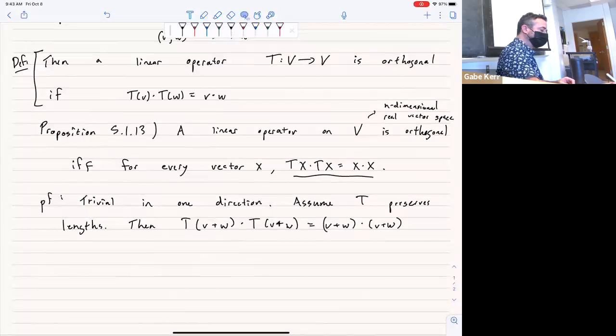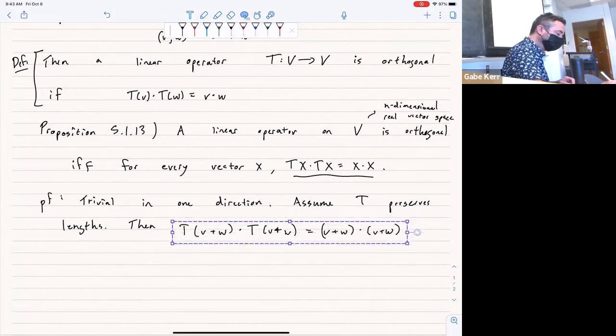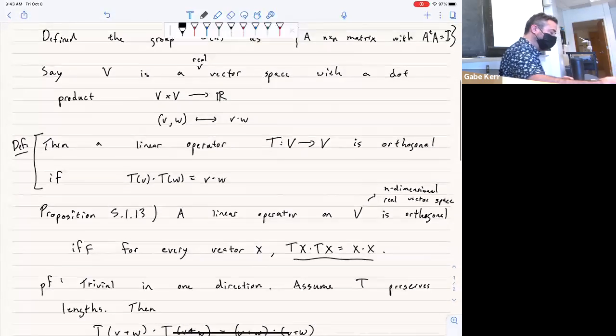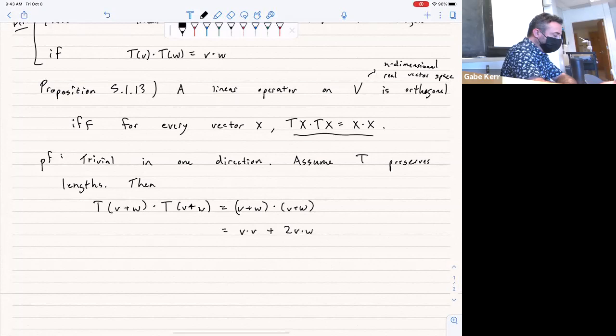So the point is this dot product is bilinear, meaning it satisfies all the appropriate distributive properties. So I can write v dot v, and it's also commutative, I can write 2v dot w, plus w dot w. You can just expand it like I would an ordinary product.